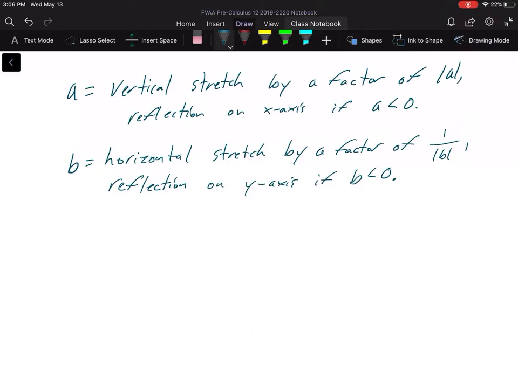And then the magnitude of a and b, the absolute value of a and b, will cause it to stretch or compress accordingly. Okay, h dealt with a horizontal translation. If the h value is positive, it goes to the right. If the h value is negative, it goes to the left. All right, and k dealt with vertical translations.